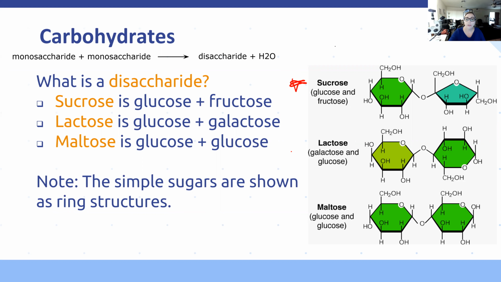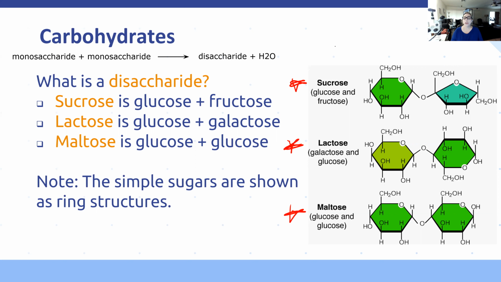So now we have lactose, which is present in milk. And lactose is made from a galactose molecule and a glucose molecule. Okay, you're adding those together and forming a covalent bond. And then finally, we have maltose. Maltose is a glucose molecule plus a glucose molecule.